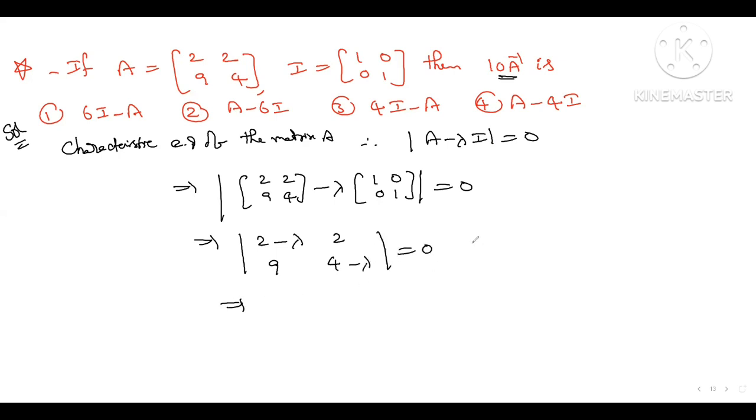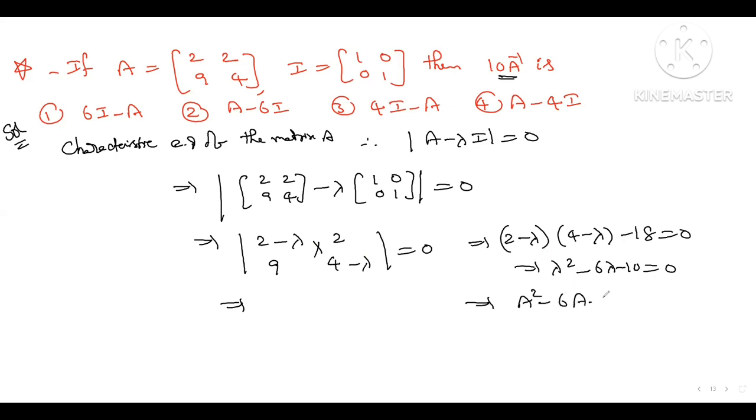After simplification, what we get here? 2 minus lambda into 4 minus lambda, using the AD minus BC formula, minus 18, is equal to 0. We get lambda square minus 6 lambda minus 10 is equal to 0. But each square matrix satisfies its own characteristic equation. So, with lambda replaced by A, we get A square minus 6A minus 10, where 10 is nothing but 10 into I.